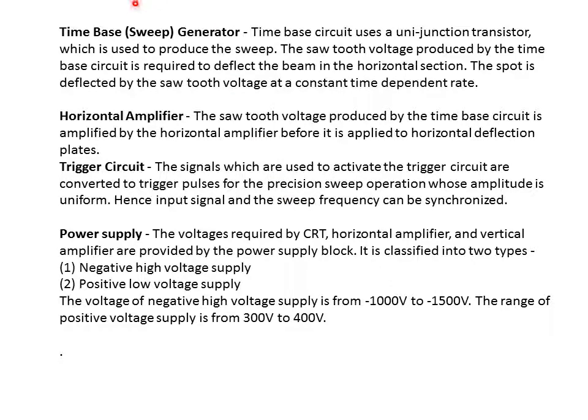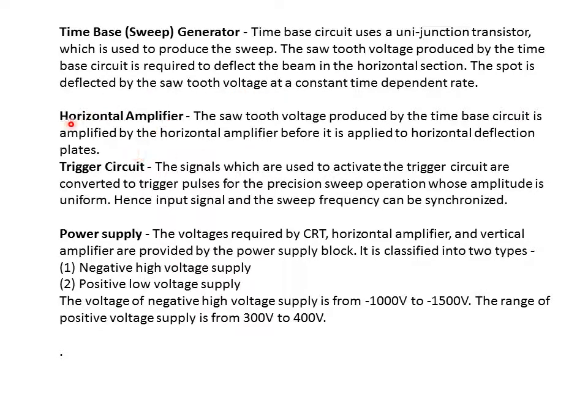Next we will see the time based generator, or we can say sweep generator. The time based circuit uses a UJT, that is unijunction transistor, which is used to produce the sweep. The sawtooth voltage produced by the time based circuit is required to deflect the beam in the horizontal section. The spot is deflected by the sawtooth voltage at a constant time.